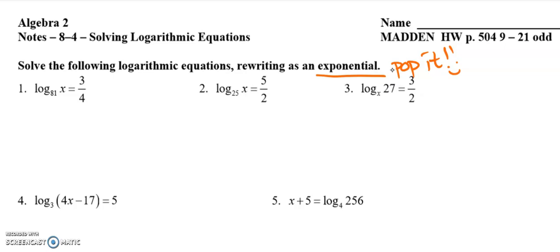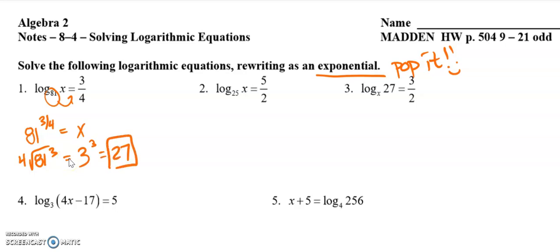So we're going to rewrite this as an exponential. We're going to move the 81 over. It pops the 3/4 up. That's equal to x. What is 81 to the 3/4? Well, that remember means the fourth root of 81 cubed. The fourth root of 81 is 3. Cubed is 27. So x equals 27.